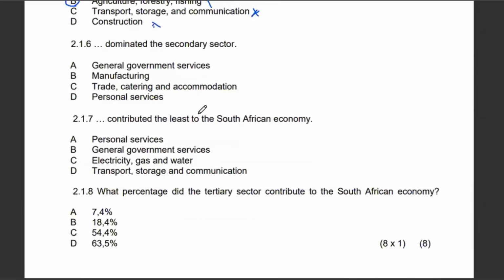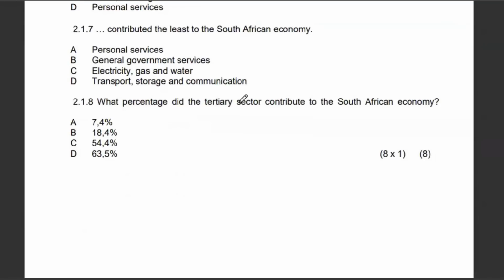Number 216. Dash dominated the secondary sector. What dominates the secondary sector? Automatically, government services is out. Manufacturing, trade and catering, this is tertiary, and personal services is not secondary. So automatically, manufacturing is the correct response.